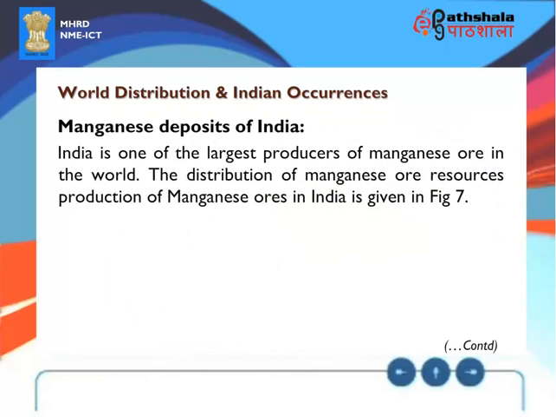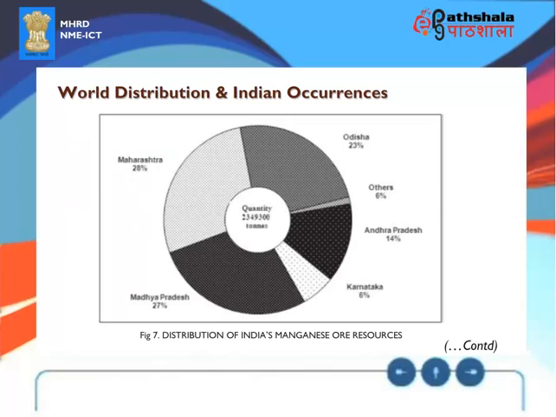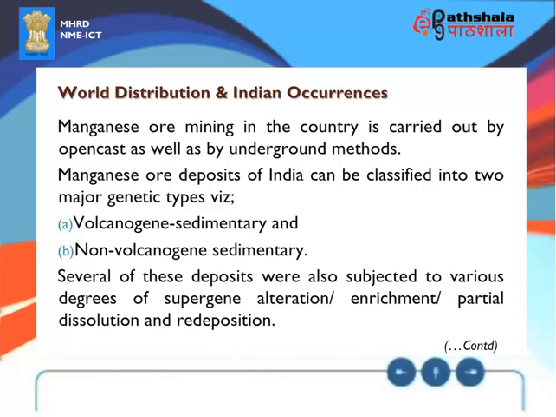Manganese deposits of India. India is one of the largest producers of manganese ore in the world. The distribution of manganese ore resources and production of manganese ore in India is given in the figure. Maharashtra 28%, Madhya Pradesh 27%, Odisha 23%, Andhra Pradesh 14%, Karnataka 6%, others 6%. Manganese ore mining in the country is carried out by open cast as well as by underground methods.